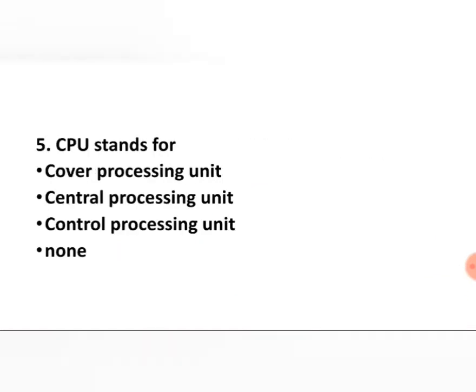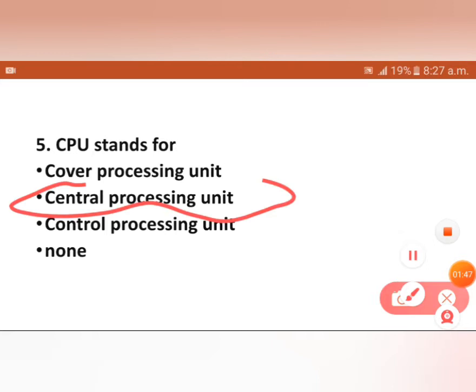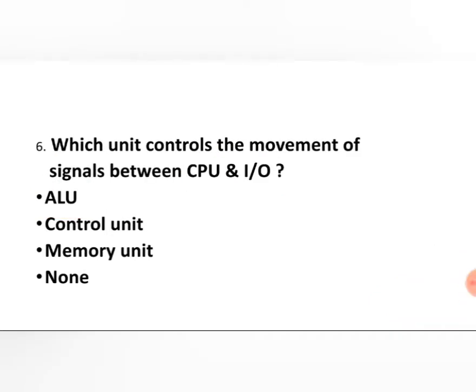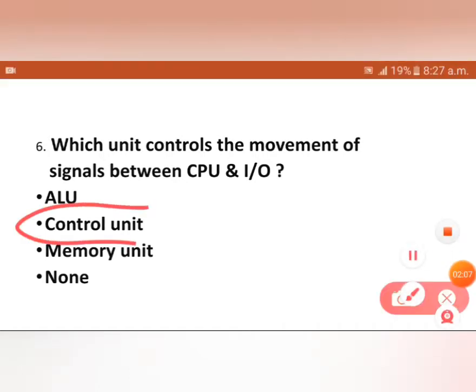Now question number 5 is, CPU stands for cover processing unit, central processing unit, control processing unit and none. The correct option is option number 2, central processing unit. One more question, number 6, which unit controls the movement of signals between CPU and input output? ALU, control unit, memory unit, none. The correct option is option number 2, control unit.